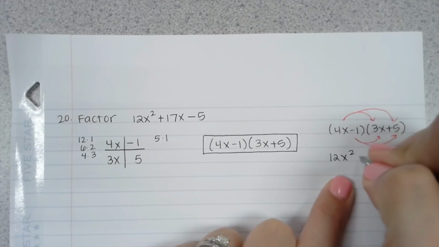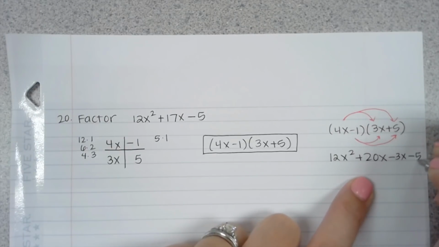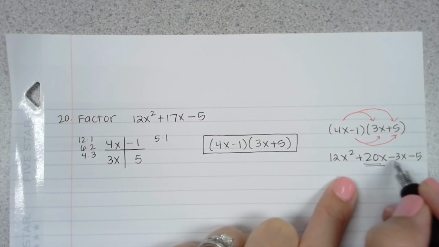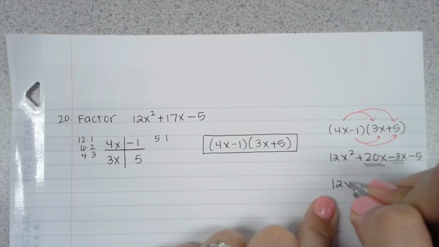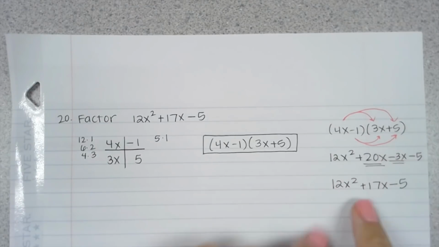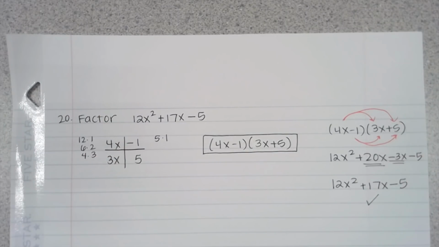So 12x squared plus 20x minus 3x minus 5. So I did first, outside, inside, last. And then I would combine my like terms here, and so I would get 12x squared plus 17x minus 5. And since this answer matches with this answer, that's how you know that you did the problem right and your answer to the question is correct.